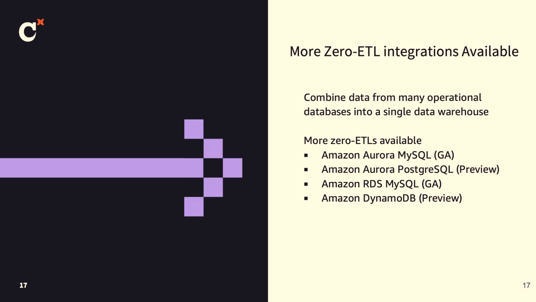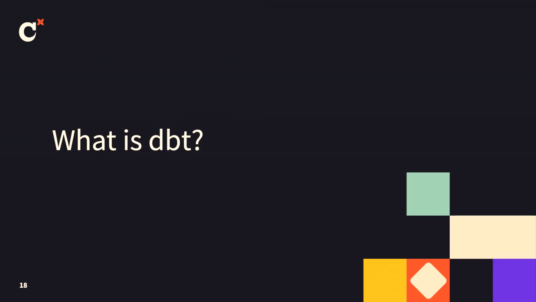So we talked about Aurora MySQL because that's kind of what we started with. That's generally available. There are additional zero-ETLs that are available. We just launched RDS MySQL. It's generally available. We also have previews for PostgreSQL and DynamoDB that will be launched as generally available very soon. So with that intro, I'll hand over to Neela to walk us through the demo.